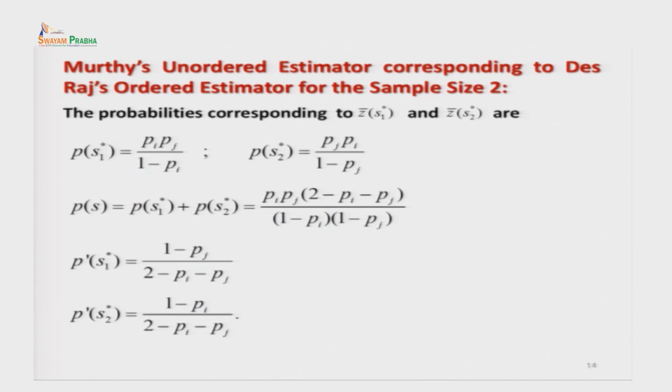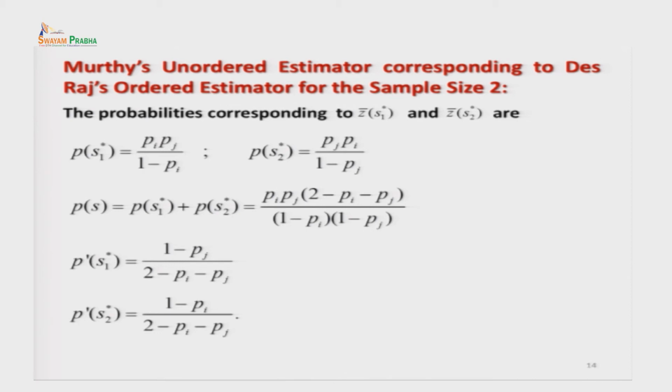Now what I have to do is combine them. As we had discussed, in order to combine them, we need the probabilities of the collection of S1 star, and from there we have to find the probability of S, so that we can construct the probabilities P prime S1 star and P prime S2 star.